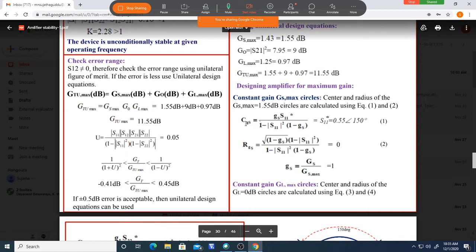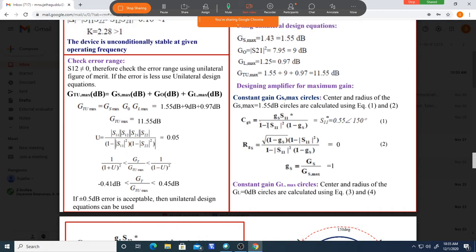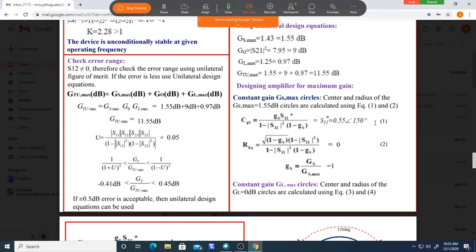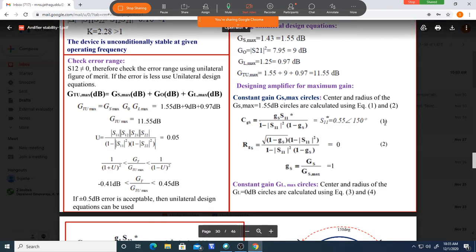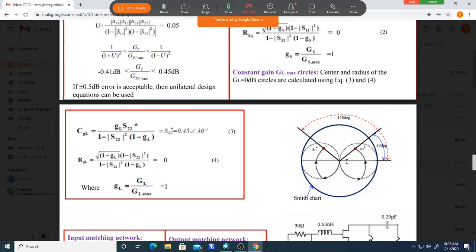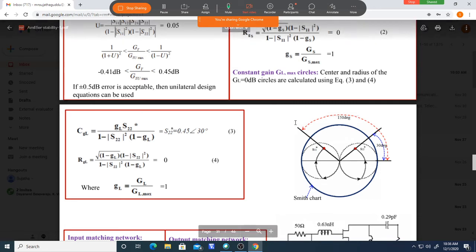What is the center of the input gain circle? The center of the input gain circle is 0.55, 150 degrees. So you should mark 150 degrees. For 150 degrees, you see, from here you go like this. This is 90 degrees. Here is 150. This is 180. So you draw a line like this at 150 degrees.